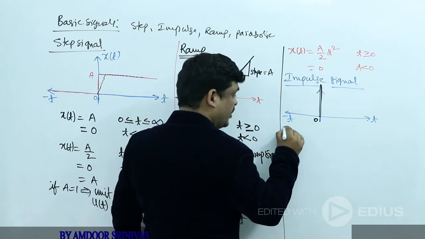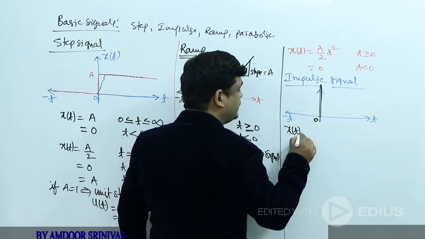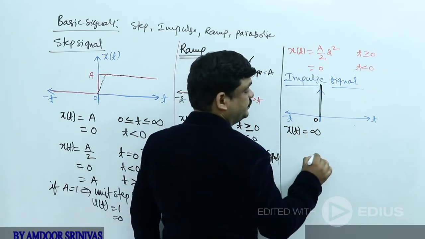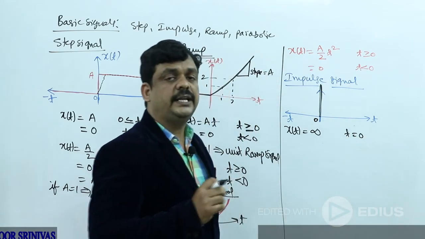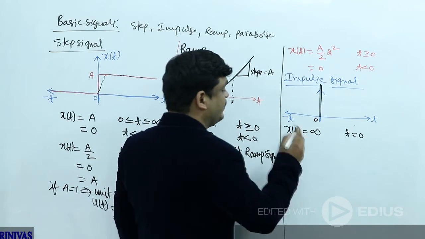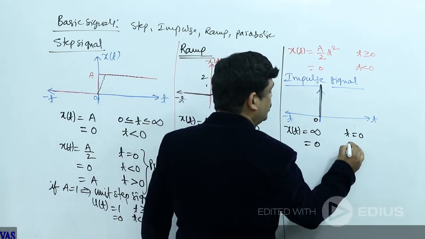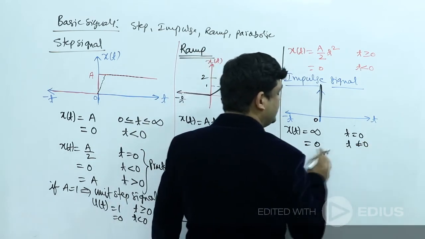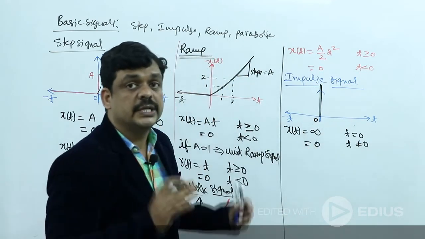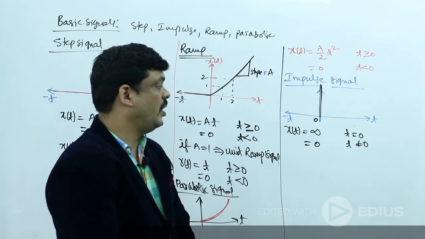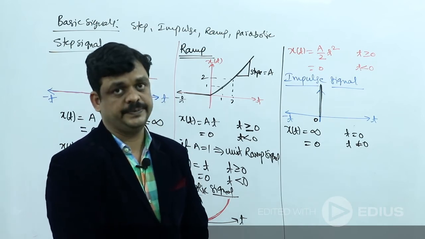The functional representation should be like this: x of t is infinity amplitude exactly at t is equal to 0, and other than 0 it is not defined. That means less than 0, greater than 0, the amplitude of the function should be 0. This type of signal is called impulse signal, right?